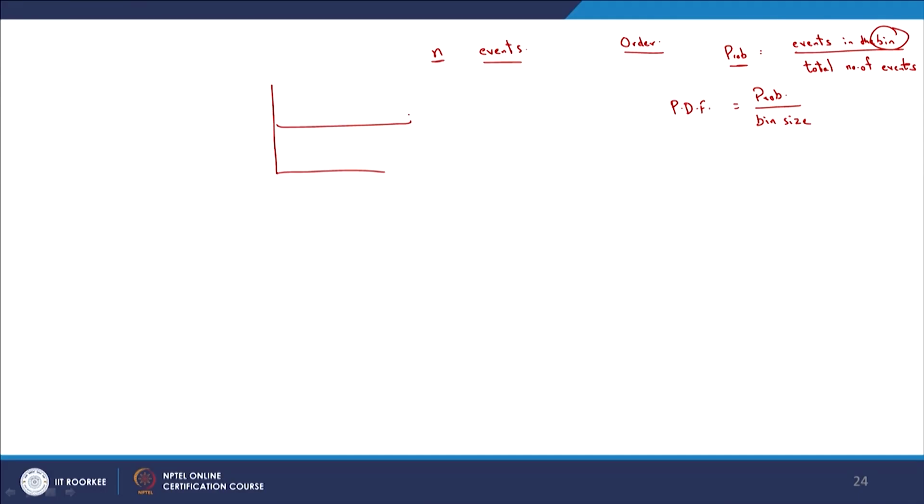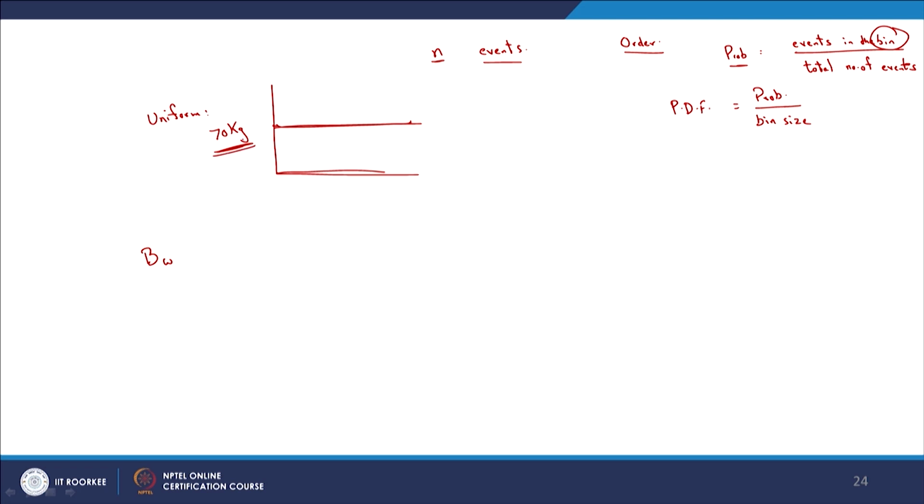So there are ways you can estimate or come up with these probability distribution functions, and typically there are different distribution functions. Let us look at some generic examples. Here this is the uniform distribution, but we rarely get such cases. For example, if I consider the body weight of all the students enrolled in this course, would it be a uniform 70 kgs, as I estimated in the previous example?